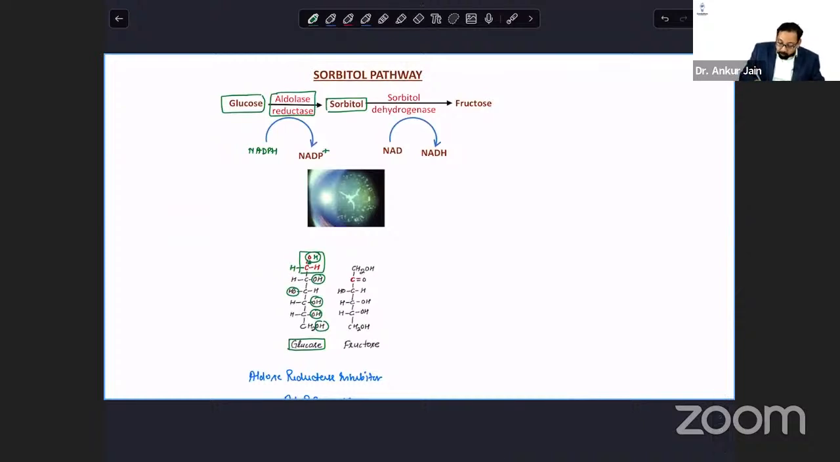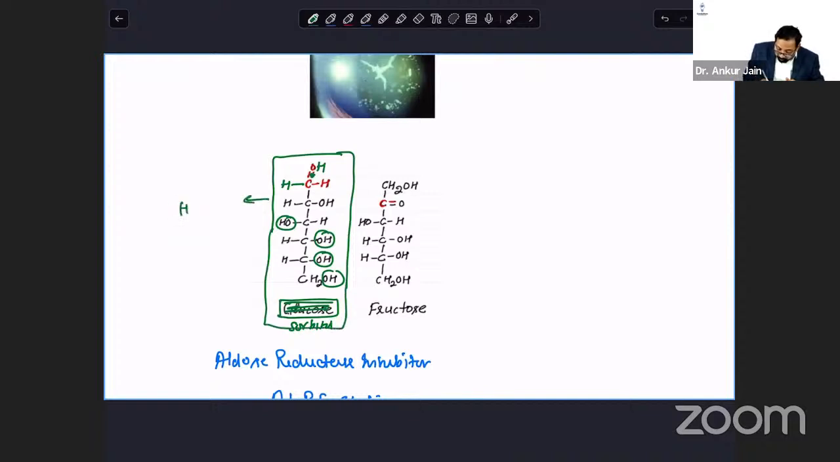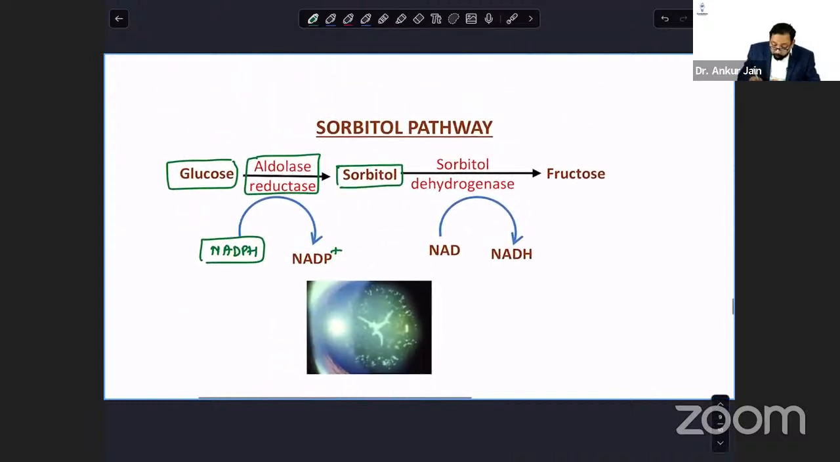Glucose is converted to sorbitol by aldose reductase. NADPH is used. Now this is sorbitol. Look at the screen. Previously, glucose had 5 OH. OH means alcohol, alcohol means ol. Now it has 6 OH, six ols, hence sorbitol. That's why this sorbitol pathway is also called the polyol pathway.